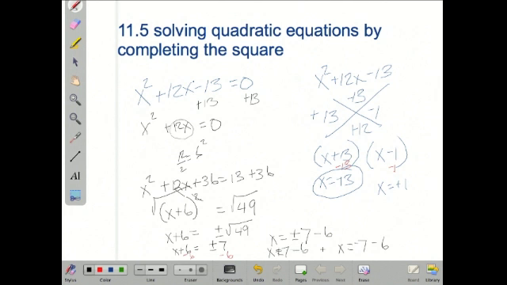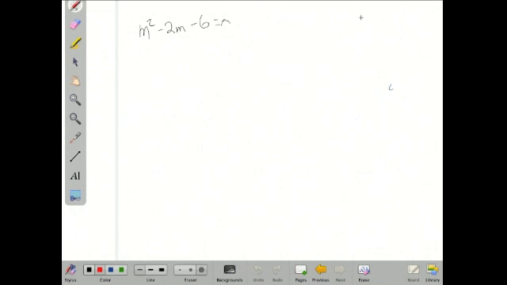Well, look, 7 minus 6 is 1, and negative 7 minus 6 is negative 13. And it's the same value that we got when we did the diamond method. So oftentimes you're going to have a quadratic equation that does not work with the diamond method, and in which case you'll have to use this format.